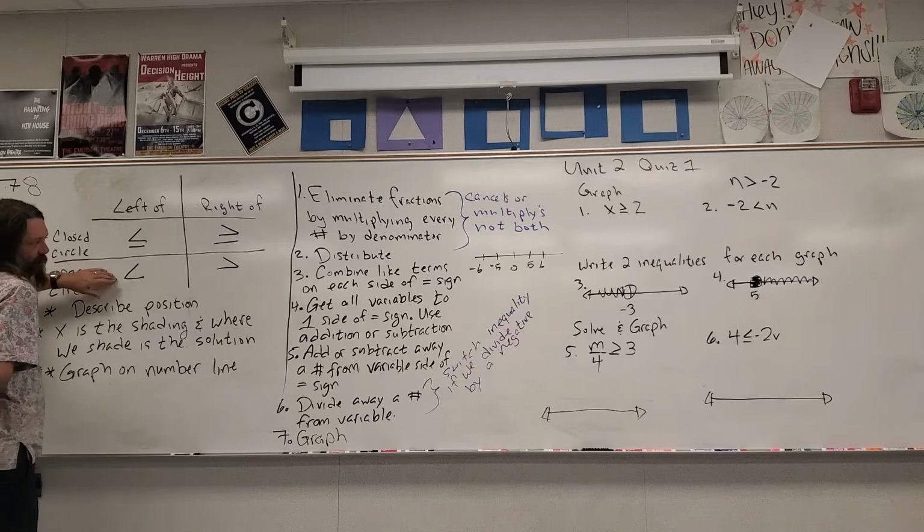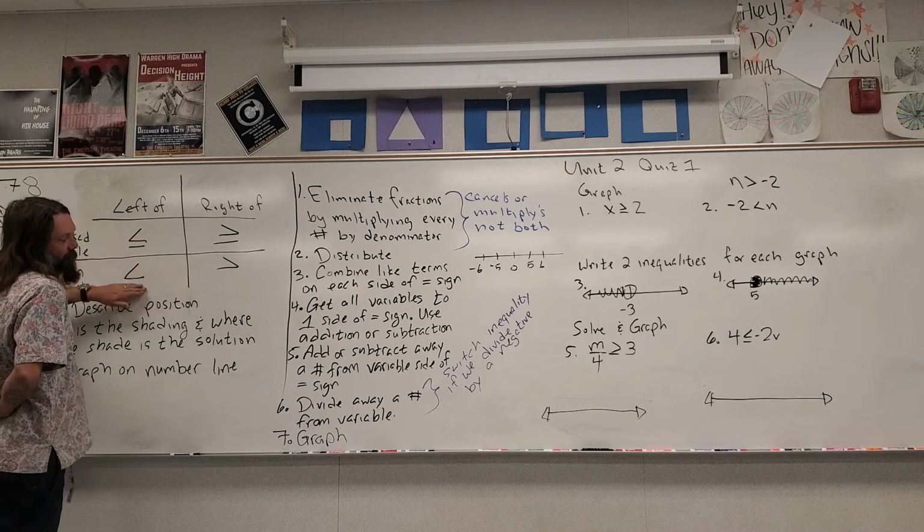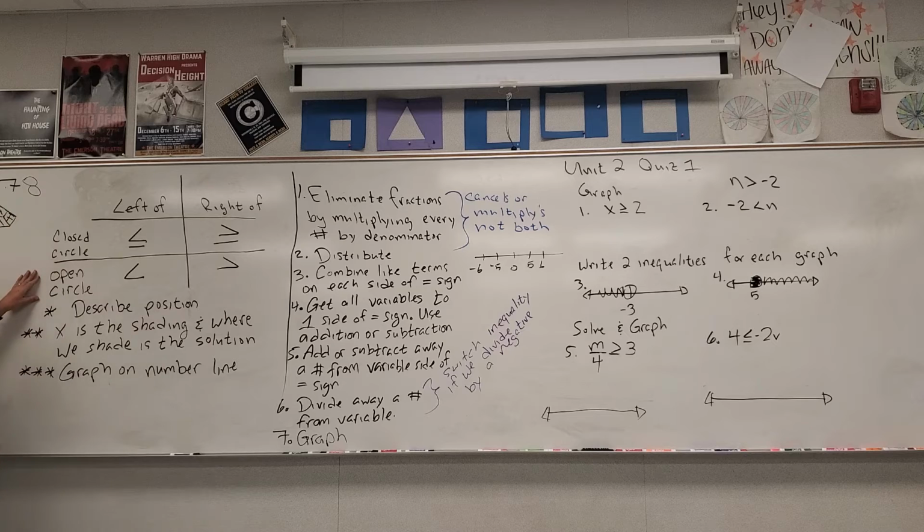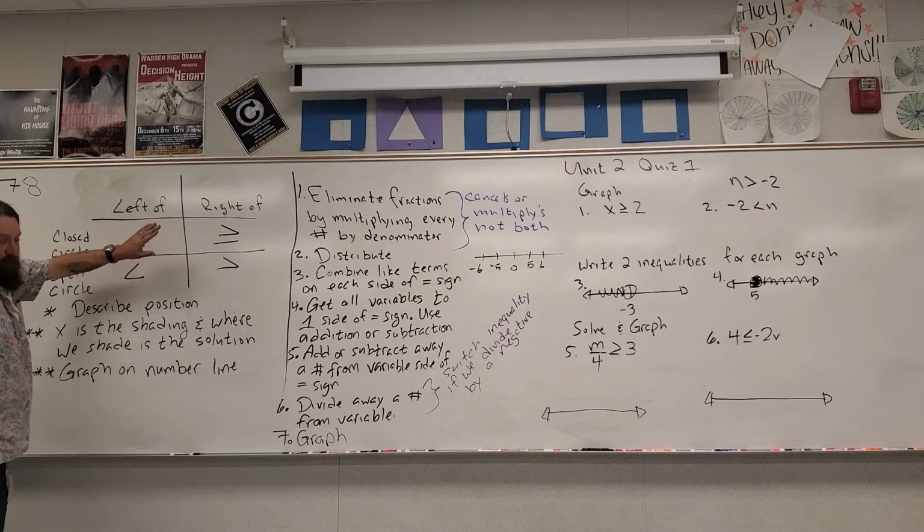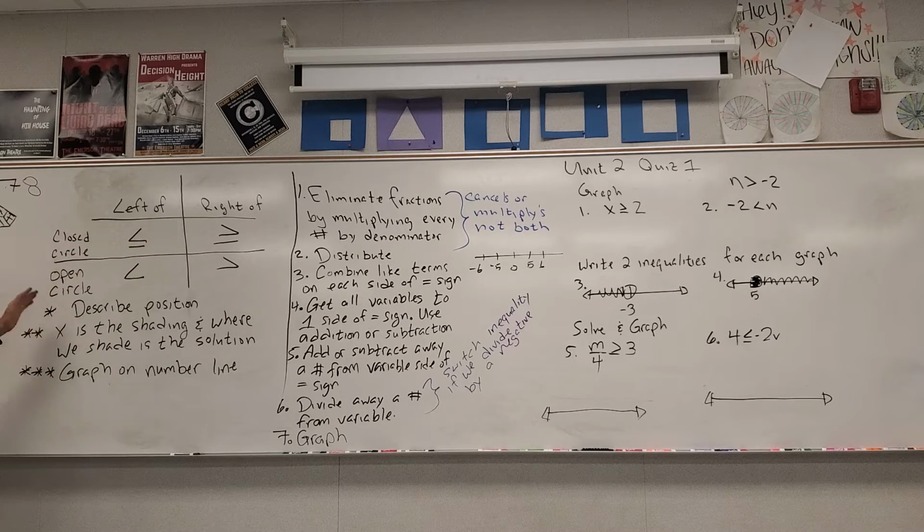If I have less than or greater than, or left of or right of, we need to draw an open circle. Now remember, I tried to teach this as us describing position. And x, which is a variable, or any variable, m, v, y, w, doesn't matter. That means that's the shading, and where we shade, that is the solution. And we graph our problems on a number line.